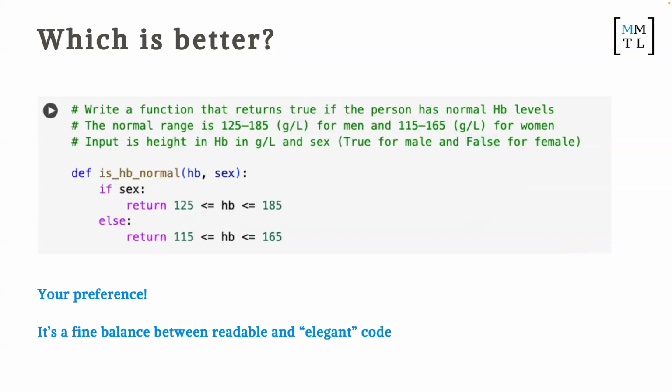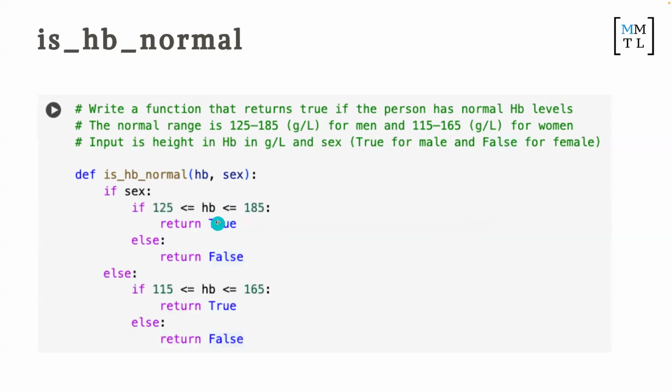But this is also what you can do. So 4 lines of code. Has anyone done this? Yeah, so you can actually return this straight away because Python evaluates for a male, for example, if the hemoglobin is within 125 and 185. If it is, it just replaces as true. Otherwise, it replaces as false. So see the difference? This is a lot of lines. And frankly, it's kind of confusing with so many indents.